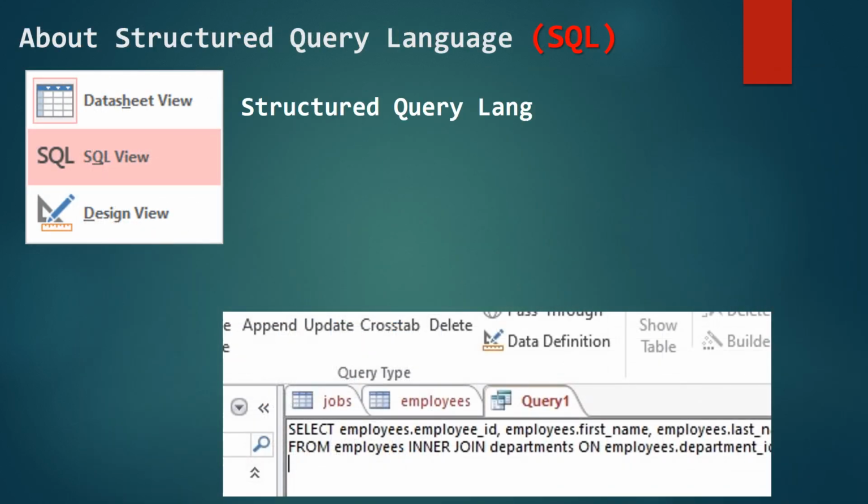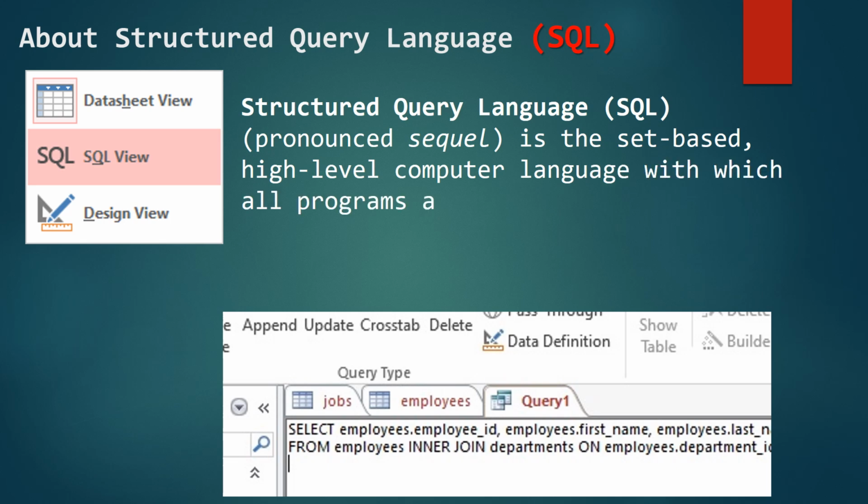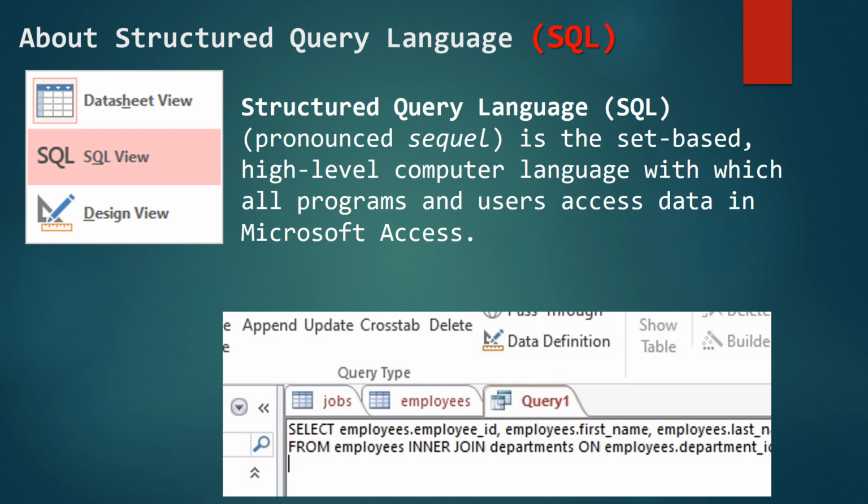Structured Query Language, SQL, is the set-based, high-level computer language with which all programs and users access data in Microsoft Access. SQL is a declarative, or non-procedural, language. That is, it describes what to do, but not how. You specify the desired result set, for example, the names of current employees, but not how to get it.